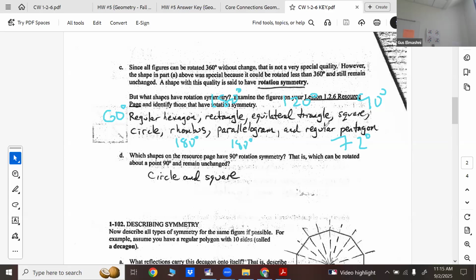So all these sides are the same. The problem is that this angle is not the same as that angle. That's why it's only 180. So if I rotate 180, I get back to the same configuration.